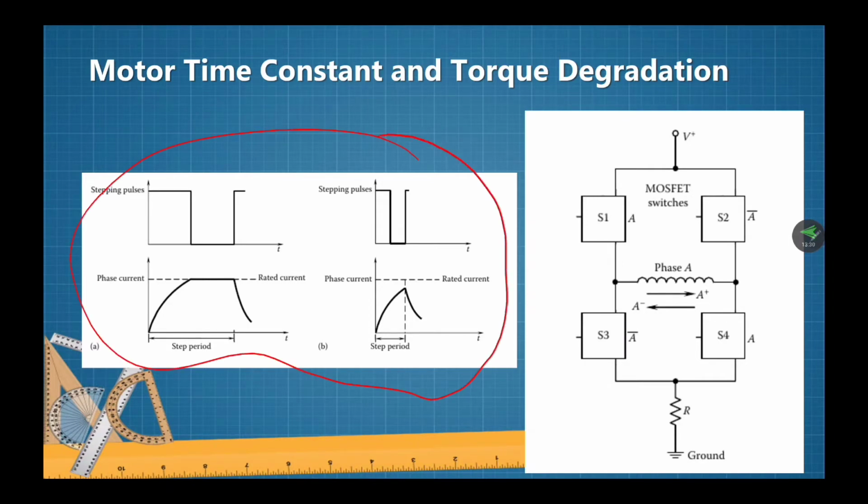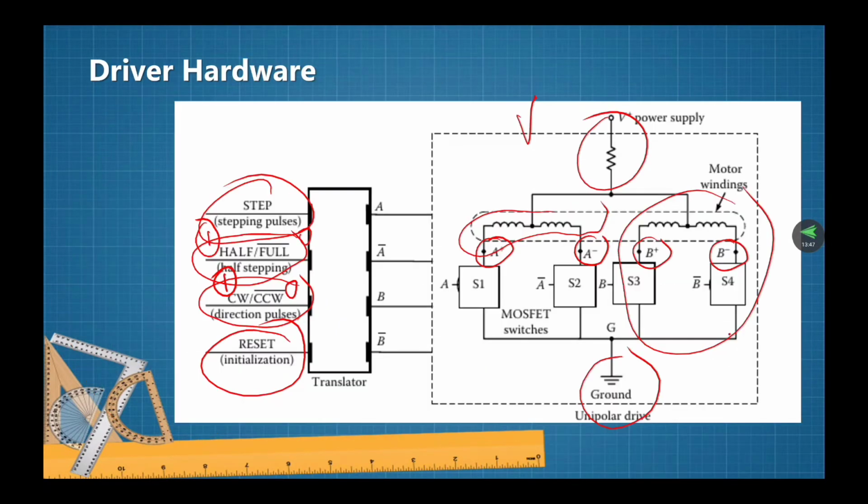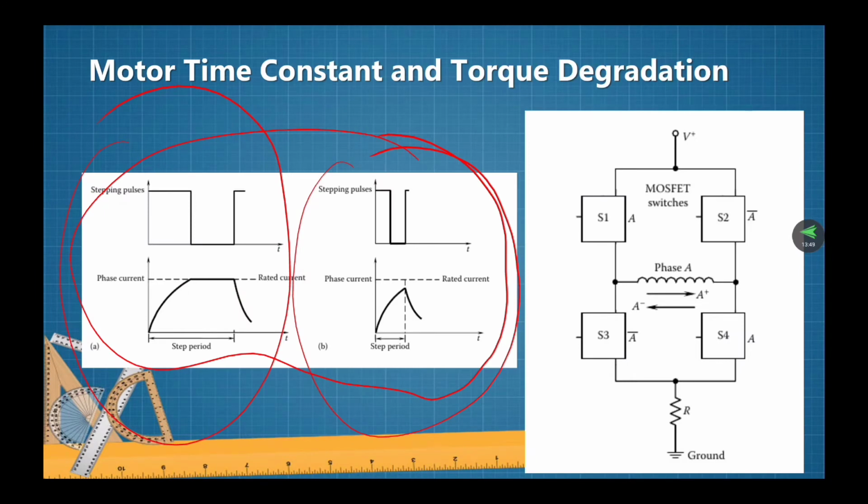This is the illustration for the low stepping rate, and B in here is illustrated for the high stepping rate. This is the stepping pulse, and this is the phase current, and this is for the high stepping rate.